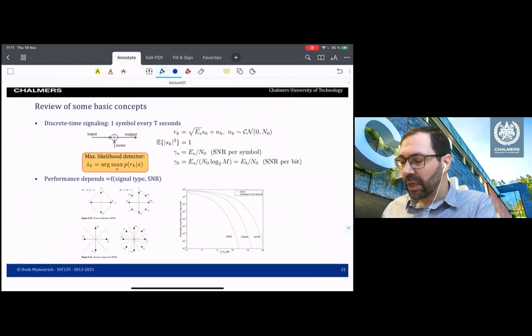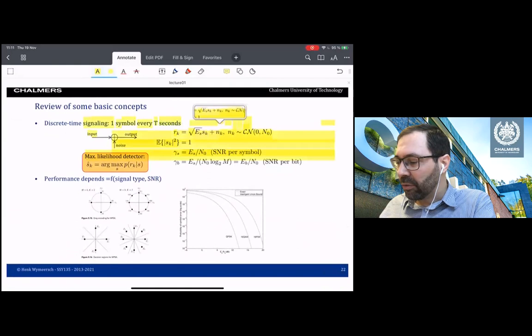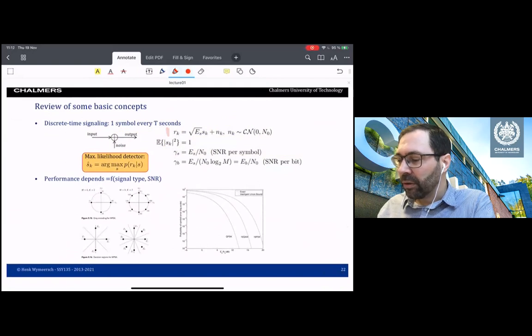Good. Some other basic concepts on detection theory. So here we have an example where we transmit data. We transmit symbols S_k, unit energy, as shown here. And then we multiply with some energy and we add some noise, a complex Gaussian noise with a variance N0.